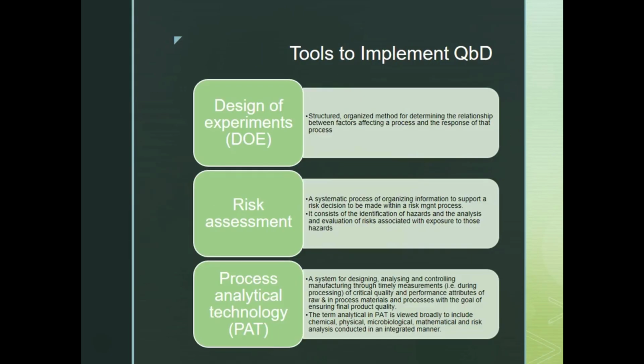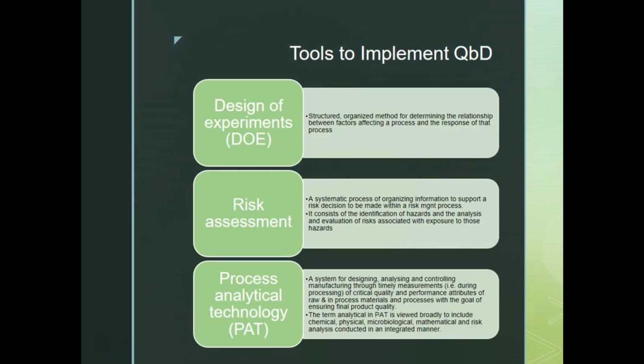So tools to implement QbD include things like design of experiment that we've spoken about previously, a structured, organized method for determining the relationship between factors affecting a process and the response of that process. A risk assessment, a systematic process of organizing information to support a risk decision to be made within a risk management process. It consists of the identification of hazards and the analysis and evaluation of risks associated with exposure to those hazards.